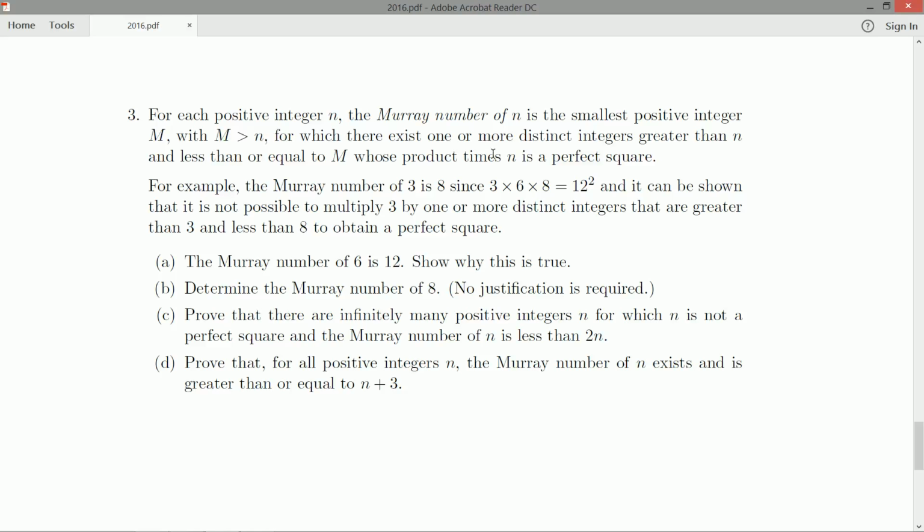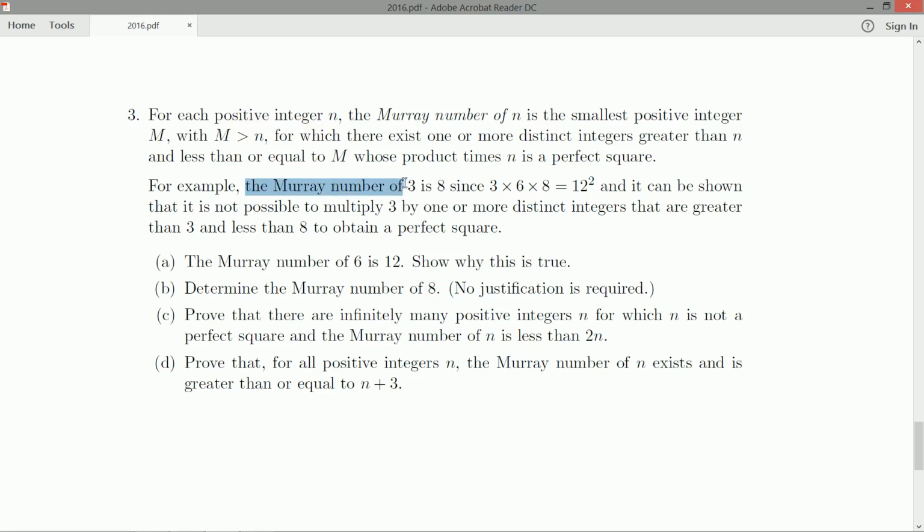For which there exist one or more distinct integers greater than n, and less than or equal to m, whose product, the product of that integer or those integers, times m, and then times n again, is a perfect, I don't know. Let's look at their example.